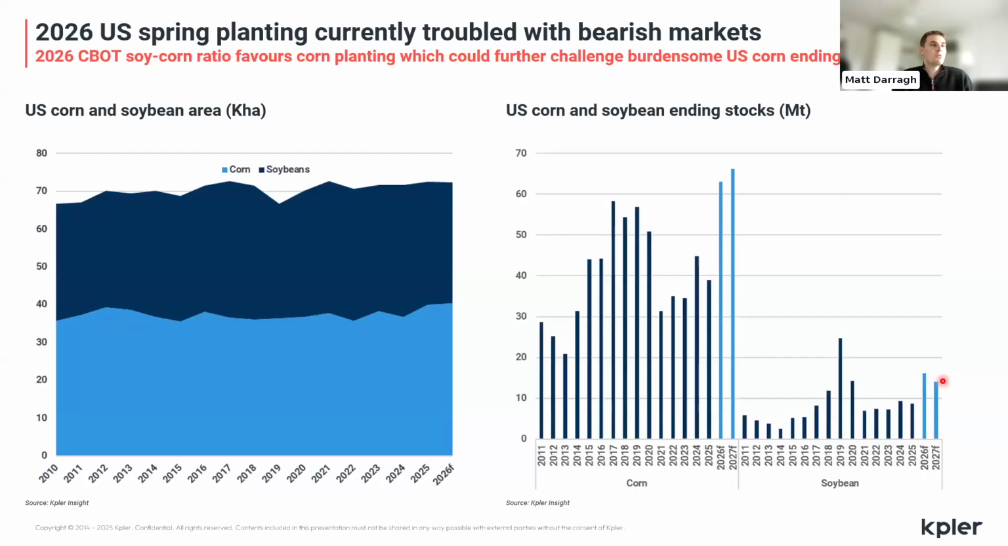The market for corn is just a little bit less bearish than soybeans at the moment. And that's why, under current circumstances, we would expect corn acreage to increase in 2026 and soybean area to decrease. But yeah, that summarizes the 2026 planting. I'm happy to take any questions off the back of that. Thank you.